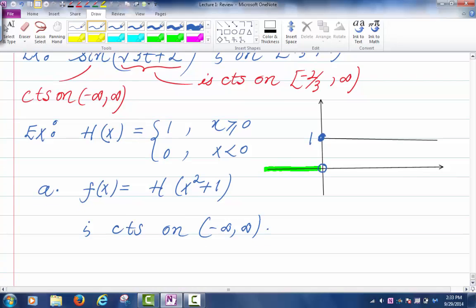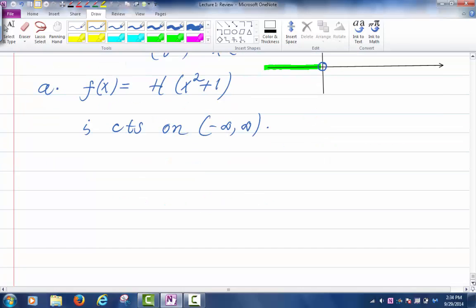And in fact, what's the graph of this function f? Can someone tell me what's the graph of this function f?